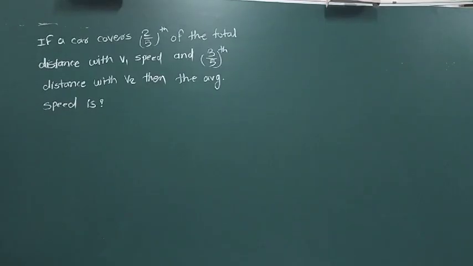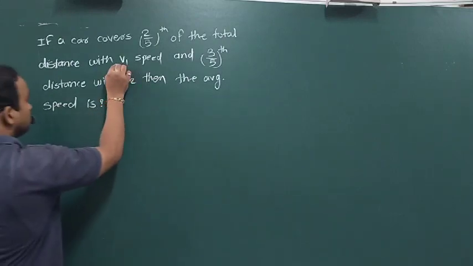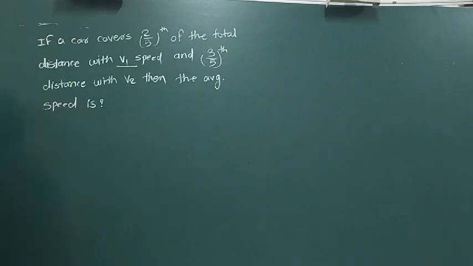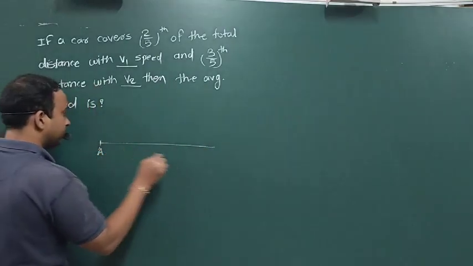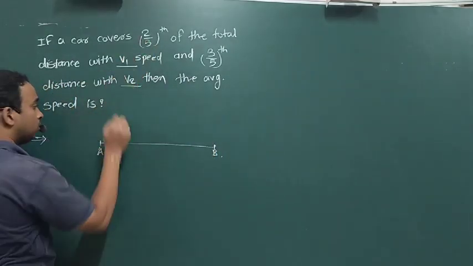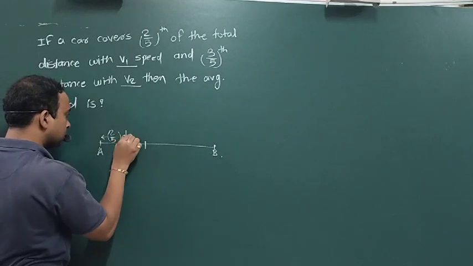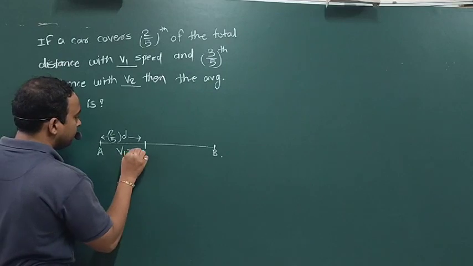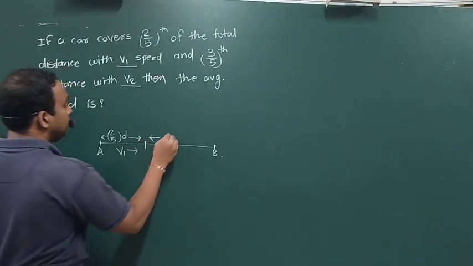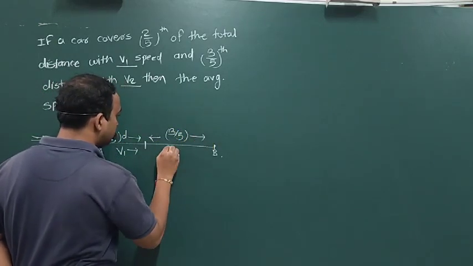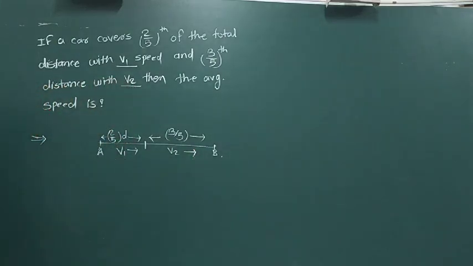Okay. Now next numerical. If a car covers 2/5 of the total distance with speed v1 and 3/5 distance with speed v2 from A to B. Okay, this car covers 2/5 distance with speed v1 and 3/5 distance with speed v2.